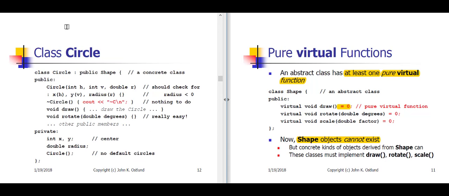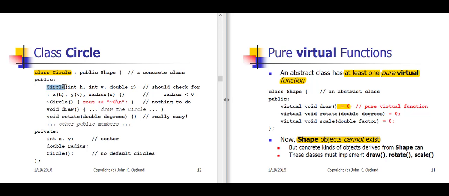So here on slide 12 we have an example of an actual or concrete class derived from this abstract shape base class. This is class circle. A circle is a kind of shape. Is a kind of is indicated by :public shape.